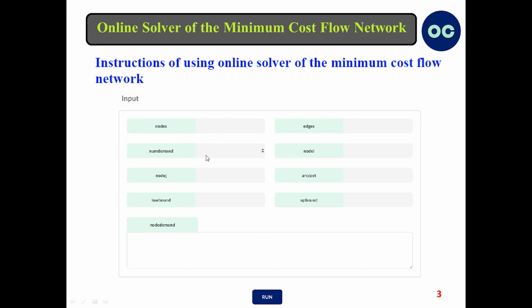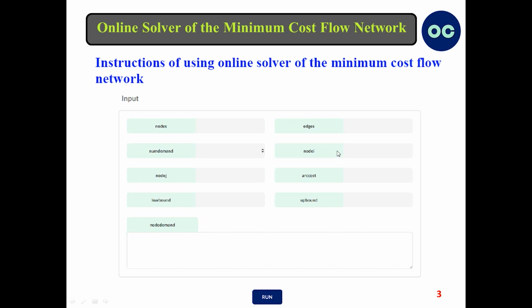Node demand is the demand value of the source and destination nodes. This matrix has num demand plus 1 rows and 2 columns. In each line, the first component shows the node number and the second component shows the demand amount. If the amount of demand is positive, it means that we have a supply, and if the amount of demand is negative, it means we have a demand or request for goods.